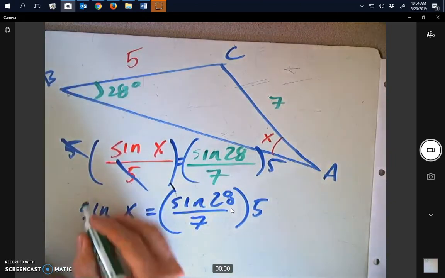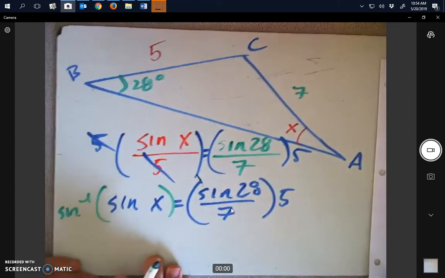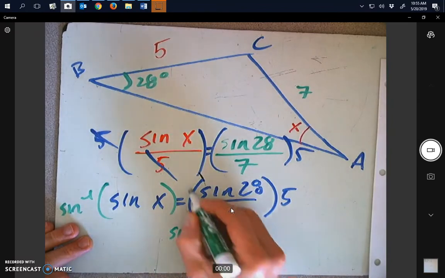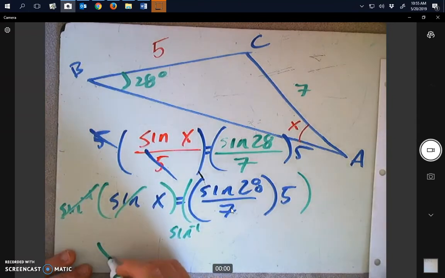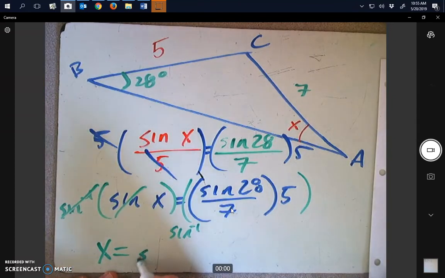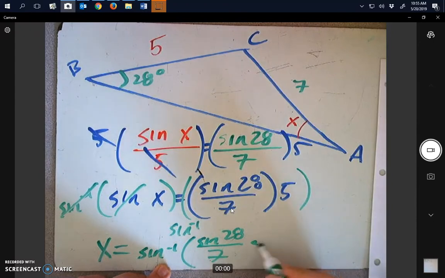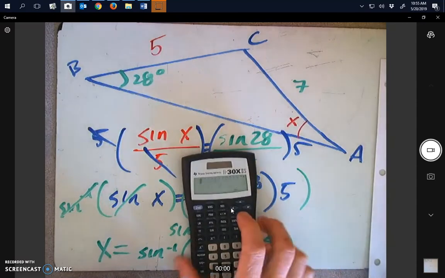So to get our x by itself, we do sine -1. Oops, so you can see that there now. And same thing over here, sine -1 of all of that. And when you do this, these cancel off, and we're left with x is equal to sine -1 of sine 28 over 7 times 5. So we can do that in the calculator.